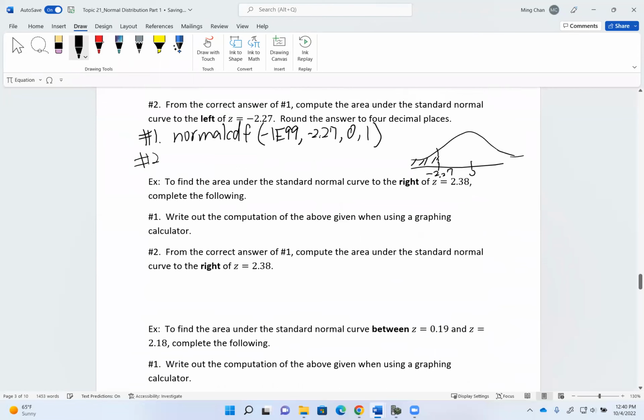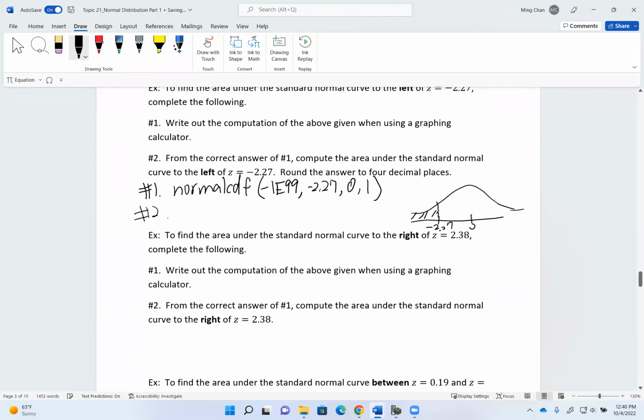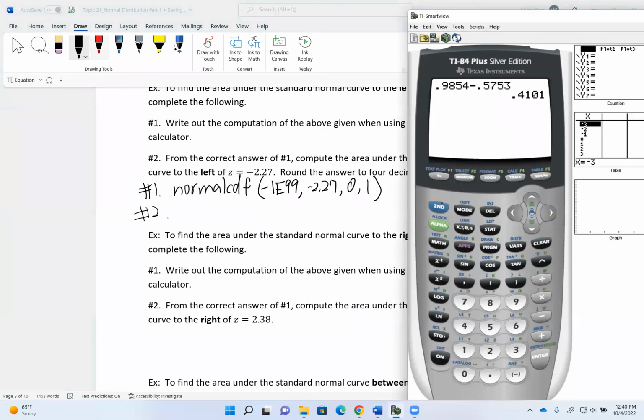Okay, number 2. All right, let's see what the answer is, to 4 decimal places. So second distribute, number 2, negative 1, then second EE, that's your times 10 to the 99 power, comma, negative 2.27, comma 0, comma 1. Okay, mean and standard deviation. So the area to the left to 4 decimal places is 0.0116.